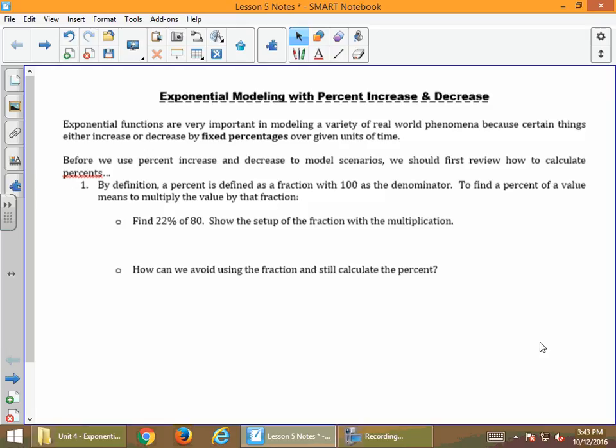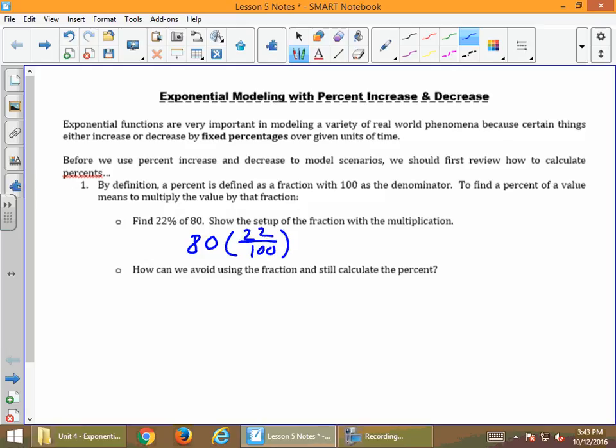A percent is defined as a fraction with 100 as the denominator. To find a percent of a value means to multiply the value by that fraction. So if you're going to find 22% of 80, you're going to multiply 80 by 22 over 100. And when you do so, you get 17.6.